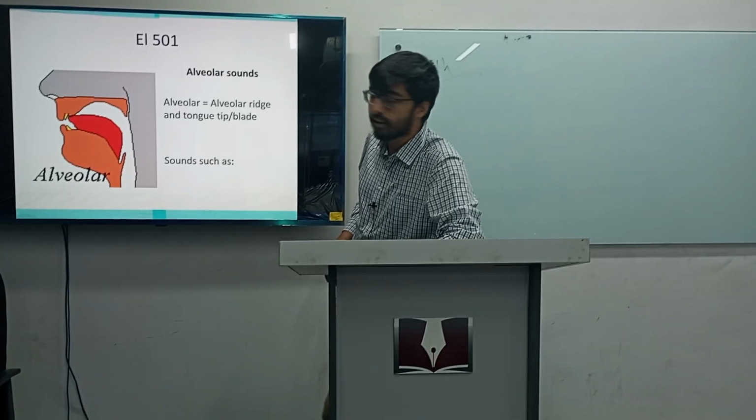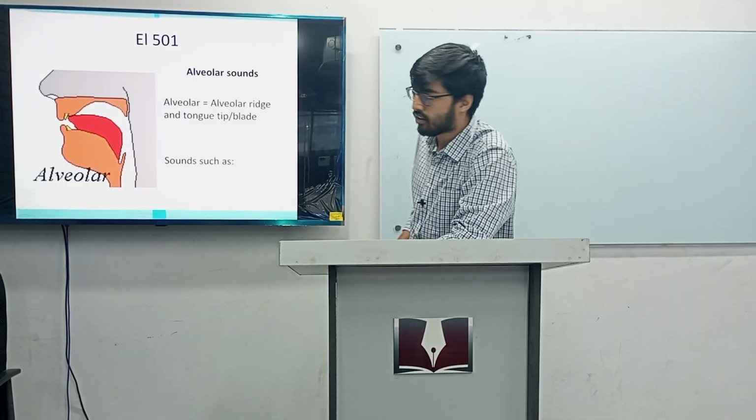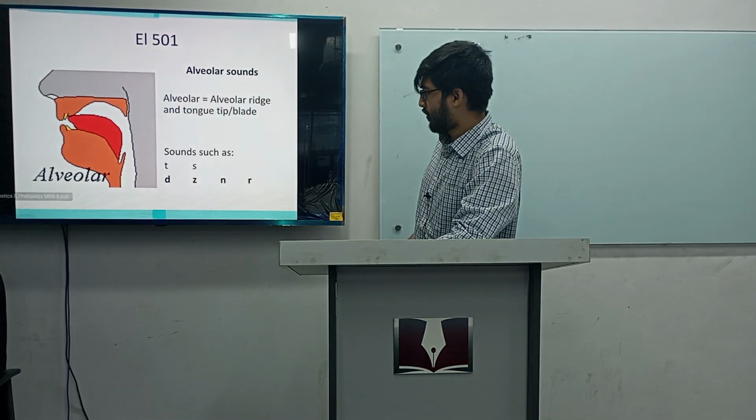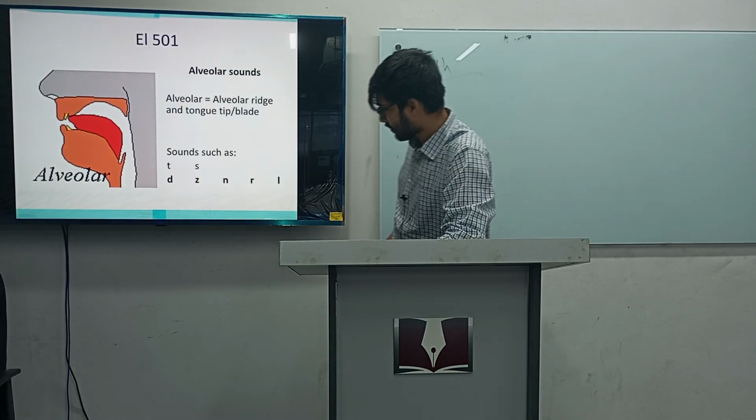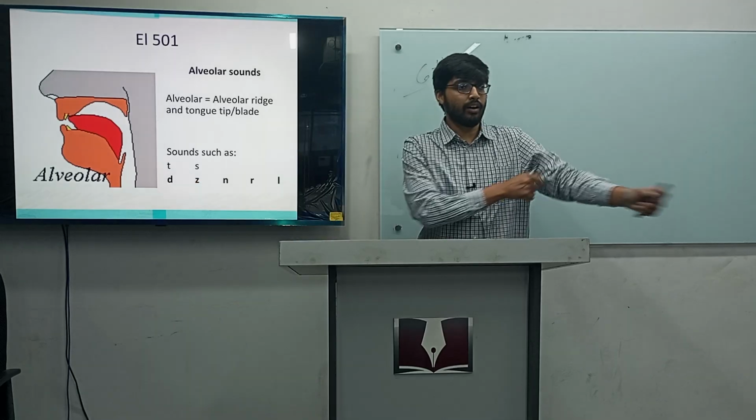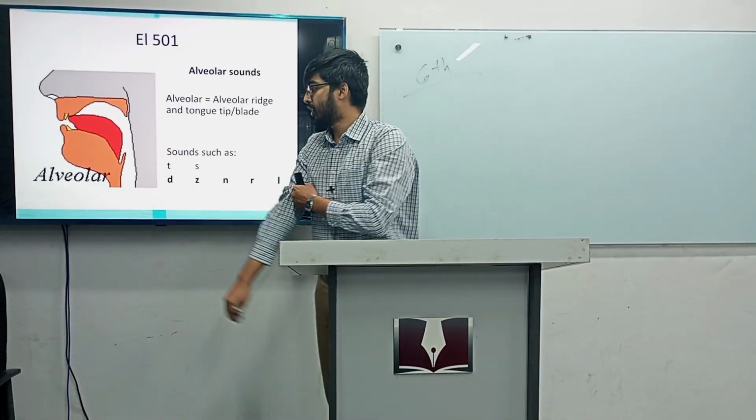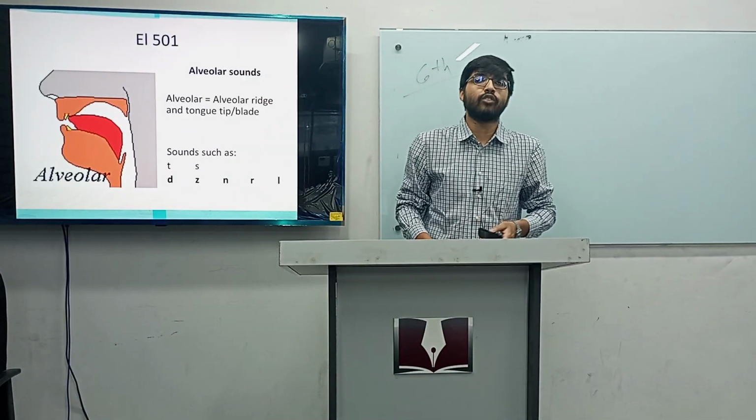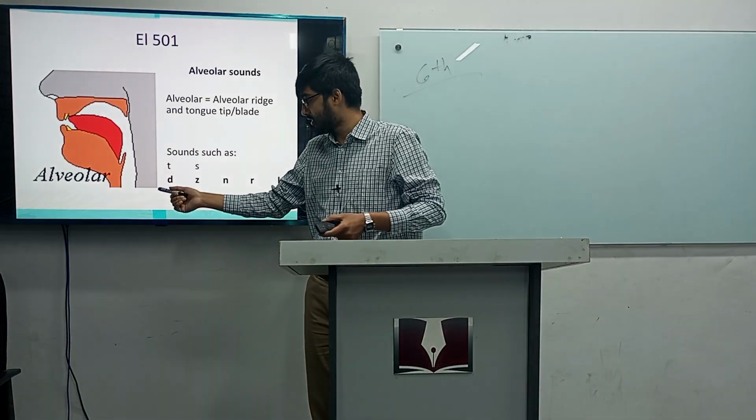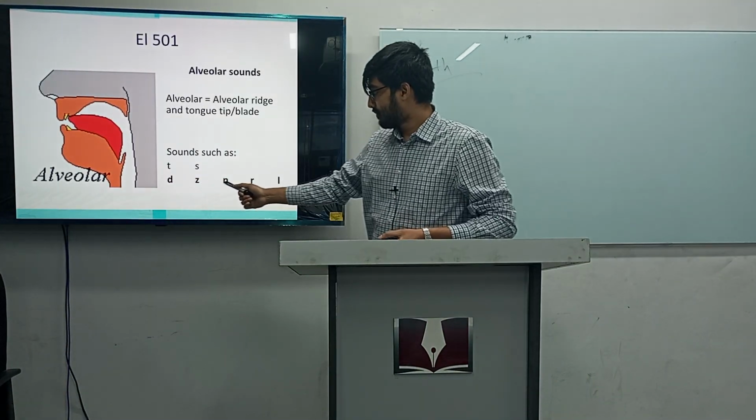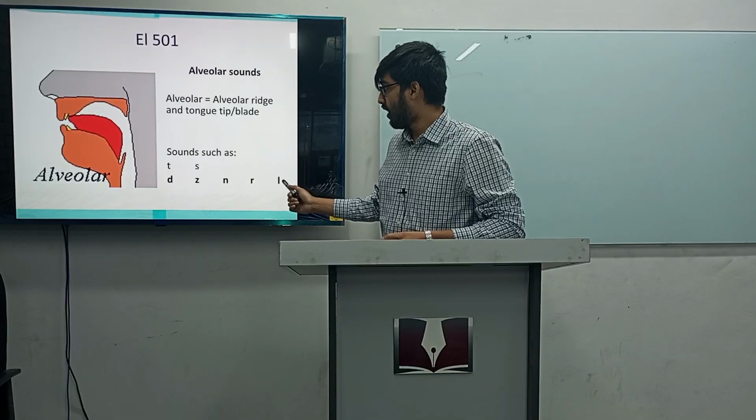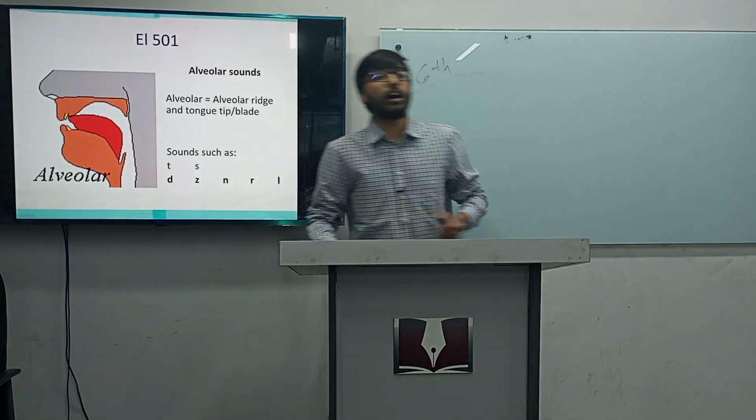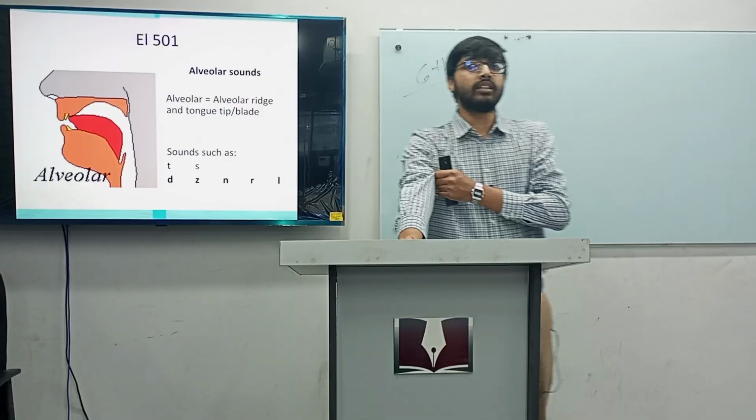So some alveolar sounds are there. How many alveolar sounds are there? 5, 6, 7. So there are 7 alveolar sounds. Ta and sa are voiceless, and the others are voiced: da, za, na, ra, la. 6 of them are vocal sounds, 1 of them is a nasal sound.